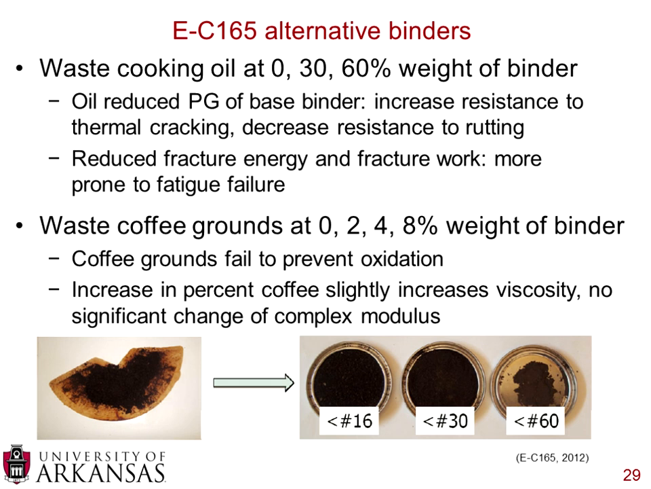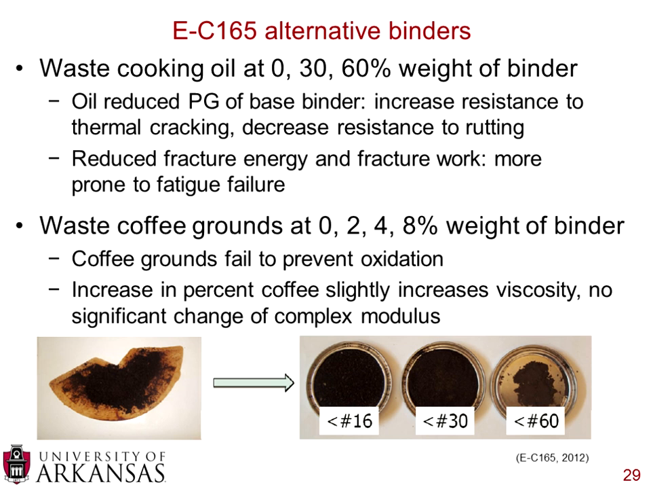So the final two binders that were looked at were, the first was waste cooking oil. Obviously we have a lot of restaurants that produce significant amounts of cooking oil. I've seen research trying to look at using this in automobiles, other applications, and this group tried to look at it in asphalt cement. And they looked at a neat asphalt cement, and then they looked at 30 and 60% of the weight of the binder.